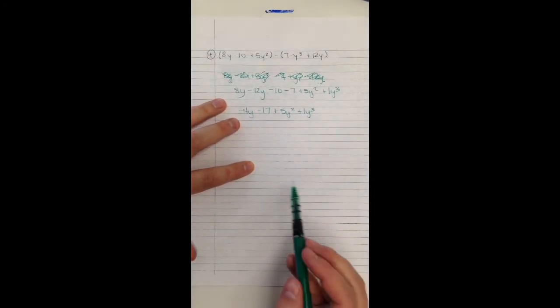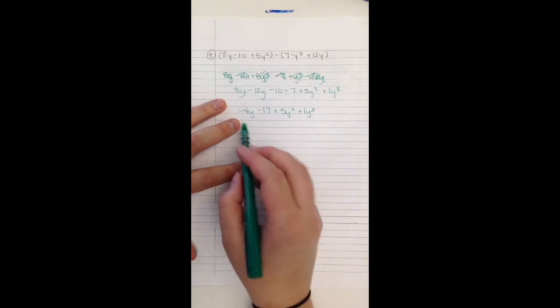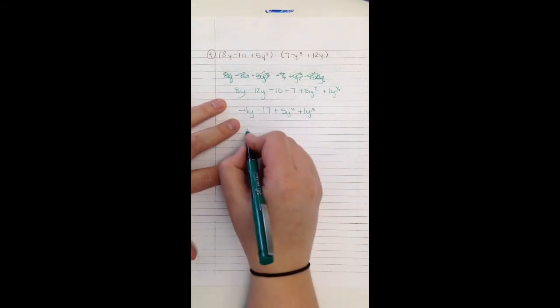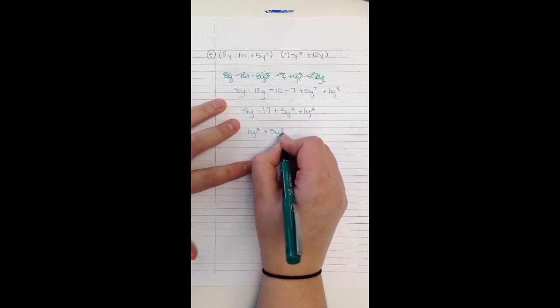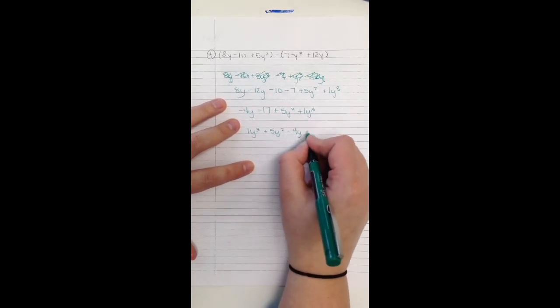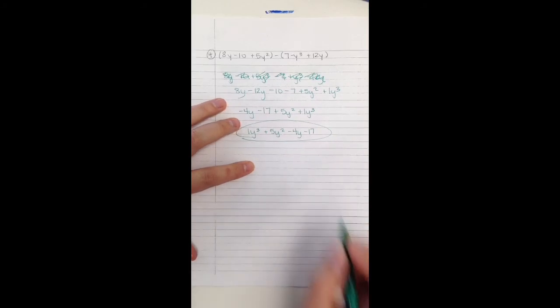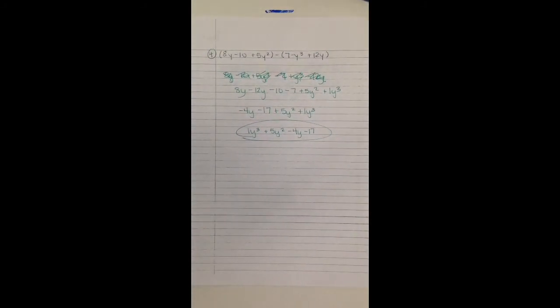We have all of the terms combined, but we don't have them written from greatest to least, so rewrite them. We have 1y cubed plus 5y squared minus 4y minus 17. And that's our finished product.